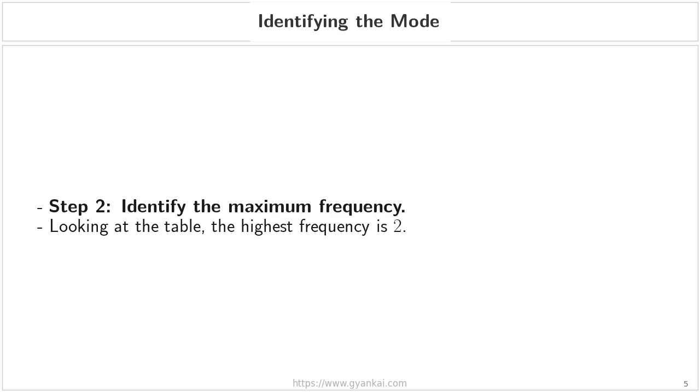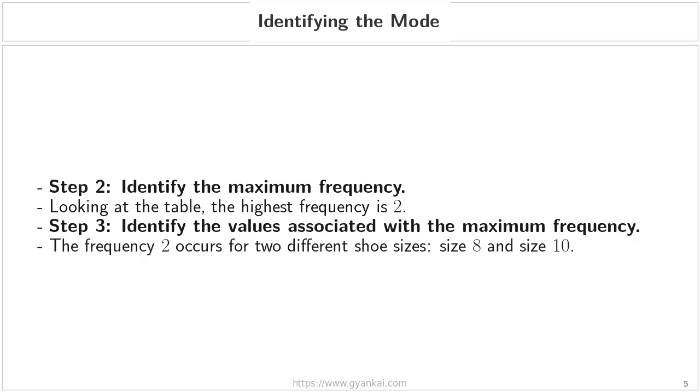Identifying the mode. Step 2 is to identify the maximum frequency. If you look closely at the frequency column in the table we just created, you will see that the highest number appearing there is 2. Next, in step 3, we need to identify which specific values are associated with that maximum frequency. We aren't just looking for the number 2, we are looking for the shoe sizes that appeared 2 times.